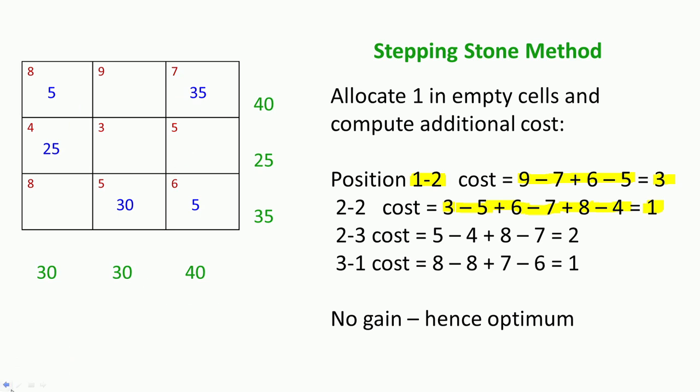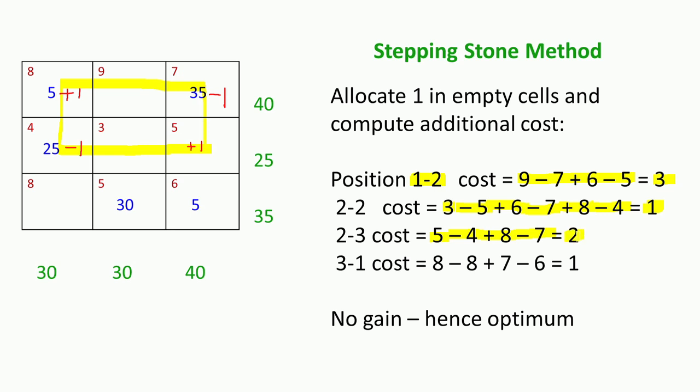Now, let us look at the third position here, which is this position. So, I put a plus 1 here, so it becomes a minus 1 here, a plus 1 here, and a minus 1 here, and the loop is balanced. So, the loop started here, it went to this, it went to this, it went to this, and it came back. Now, what is that effect? This plus 1 has increased the cost by 5, this minus 1 has reduced it by 4, increased by 8 and reduced by 7, and the net cost is 2.